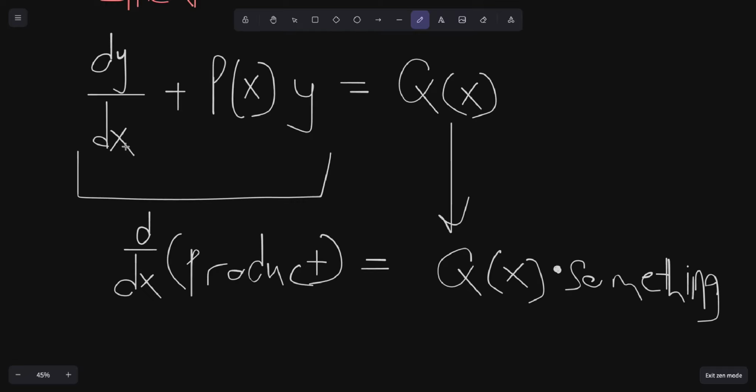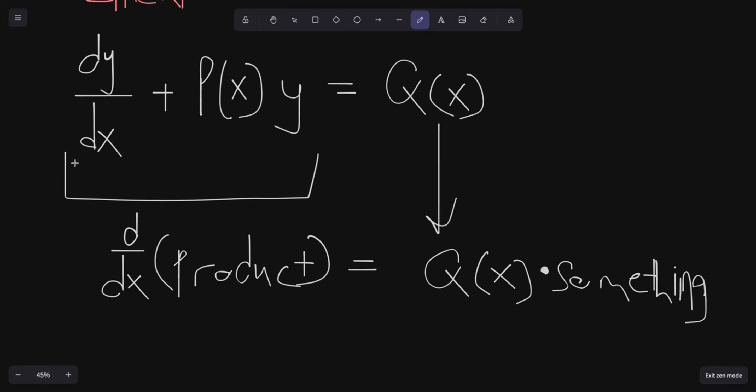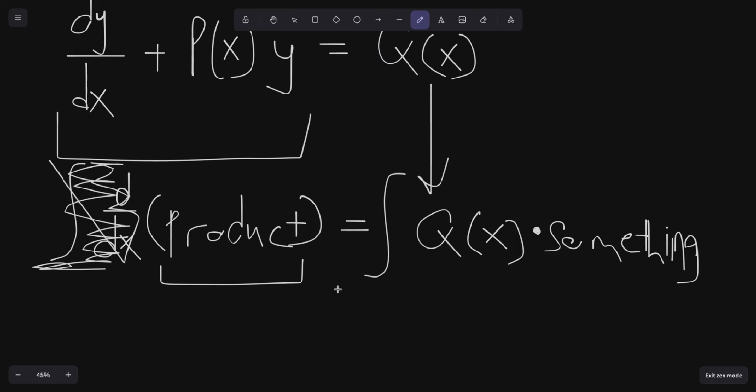you have a dy over dx here and you have a y here, and you can't really separate them, right? Because you have a p of x here, a function of x, so you can't really separate it. And so you want to turn the left-hand side into a product so that now you have everything wrapped into a nice d over dx. You integrate both sides. That kind of just cancels out, right? And so you're just going to be left with the product is equal to the integral of q of x times that something that we want to multiply by, and then you'll get your solution there.